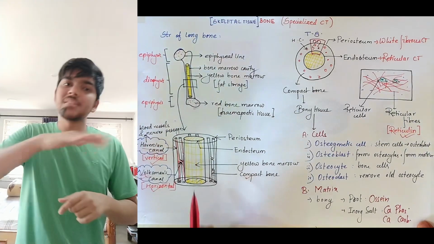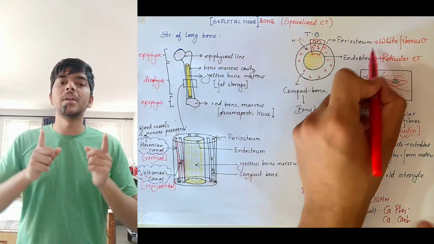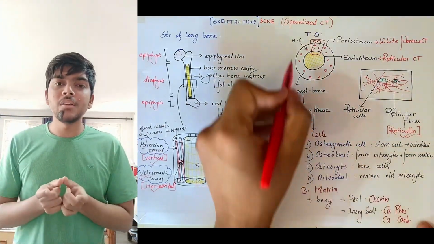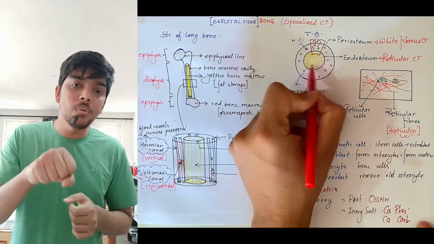Let's look at the transverse section of this bone. We get the outermost covering, periosteum, and the innermost covering, endosteum. In between is the compact bone, which consists of Haversian canals connected to each other with the help of Volkmann canals, and in the middle there's the yellow bone marrow.